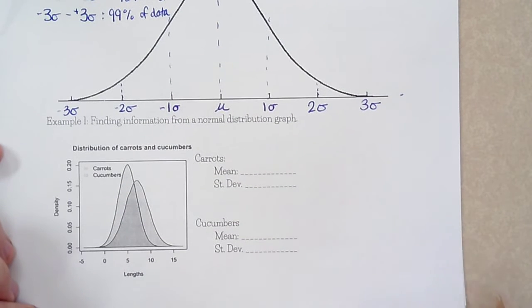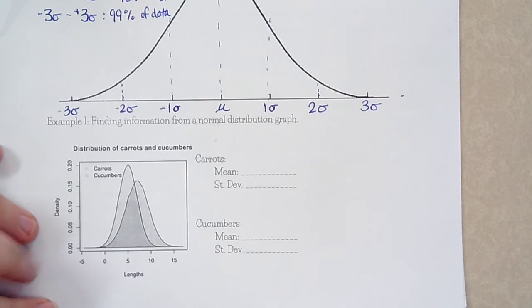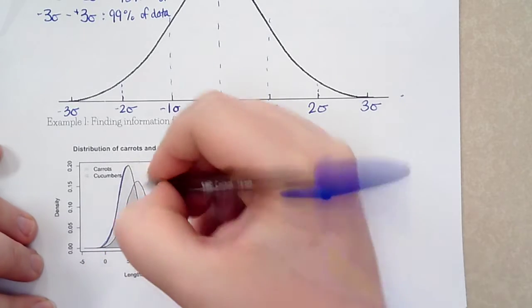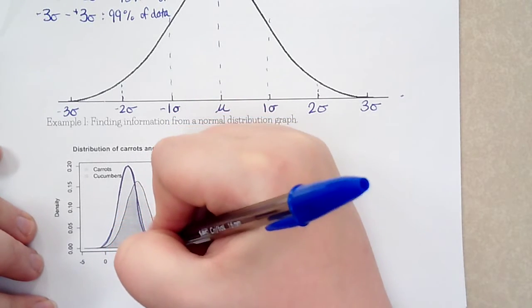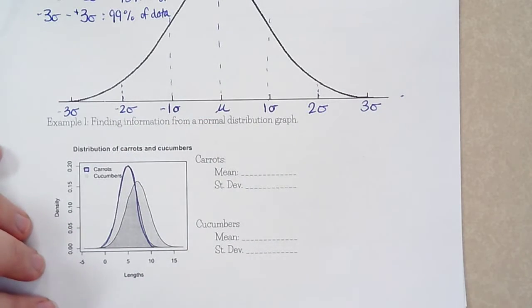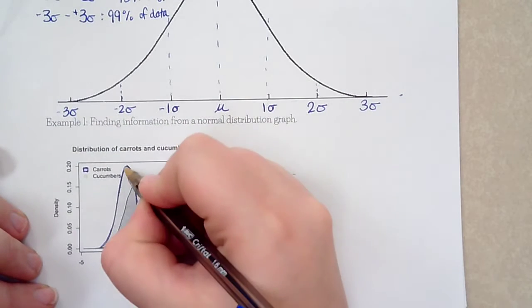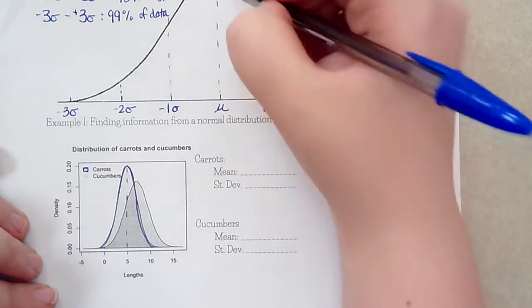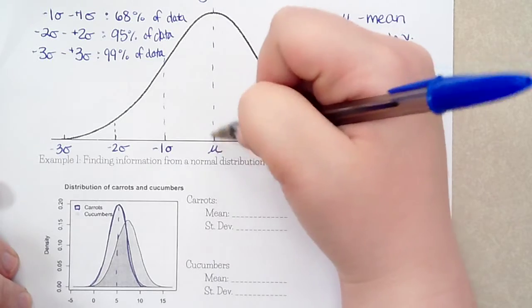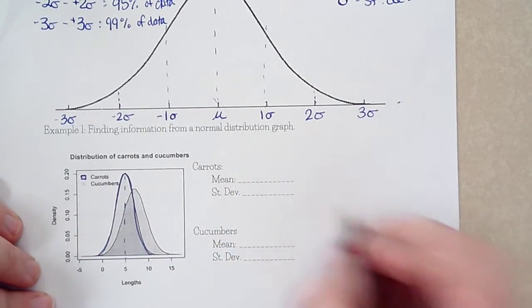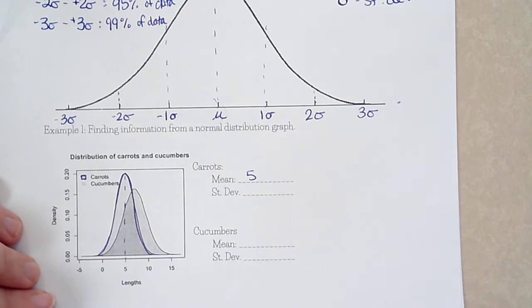Well, if I give you this distribution of carrots and cucumbers that you grew in your garden, if we look at carrots, that's going to be this one right here. I know it's harder to see, but I'll do some color coding for you. Carrots, we look and we see that the mean falls at right about 5. So we know that the middle of our normal distribution is always our mean. So if it asks me for a mean, I know that that's about 5.